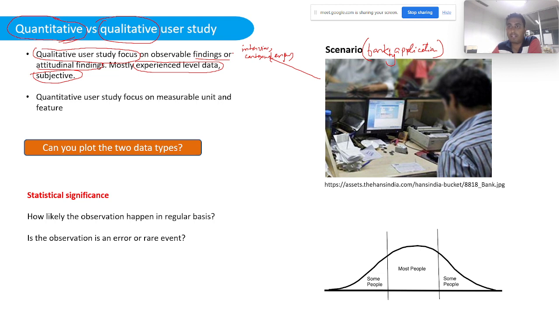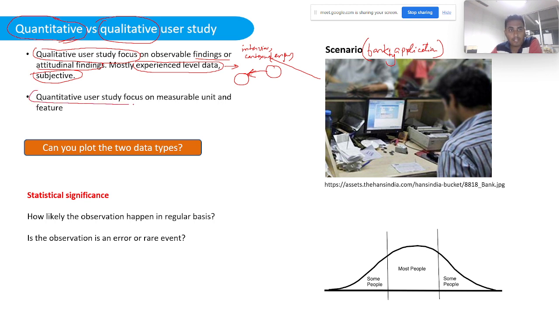For example, if you conduct an interview, you need to take videography or record audio, so that later you can transcribe the audio data into text, and then analyze that text. So there is always a requirement of converting raw data into information which can be easily analyzable. This data conversion is a requirement for qualitative user studies.